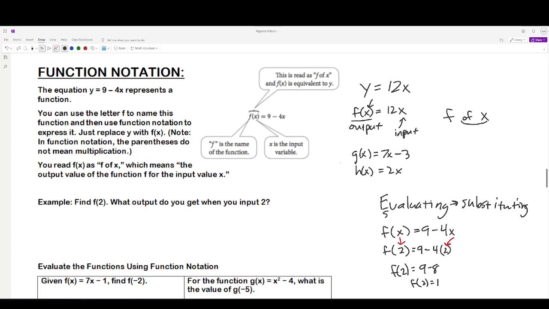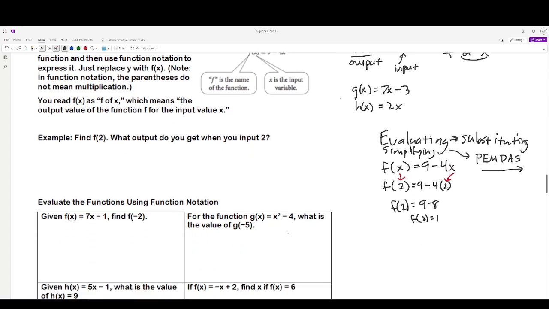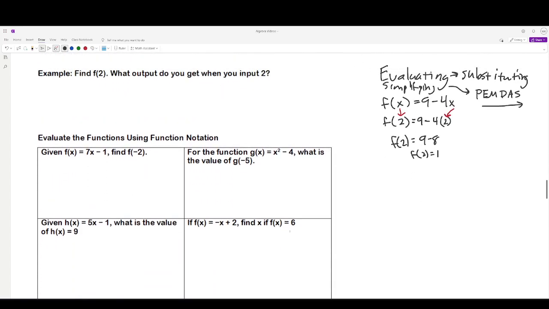So evaluating is also simplifying. And when we do that, we follow our normal order of operations. We're not doing anything backwards. We're going forward through the order of operations to evaluate what f of 2 is. So we'll go through some more examples. I know that's new and can be uncomfortable at first, but it's pretty easy once you practice it a little bit. So given f of x equals 7x minus 1, find f of negative 2.